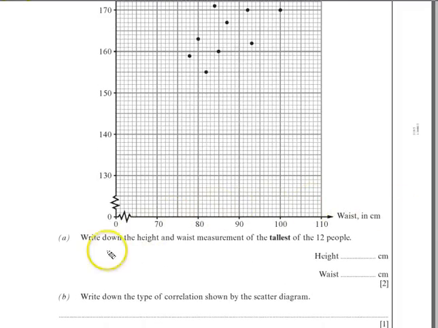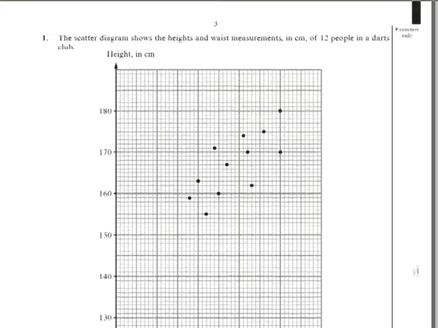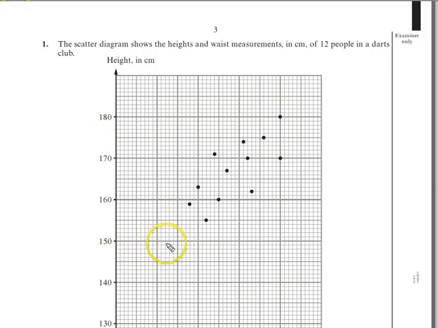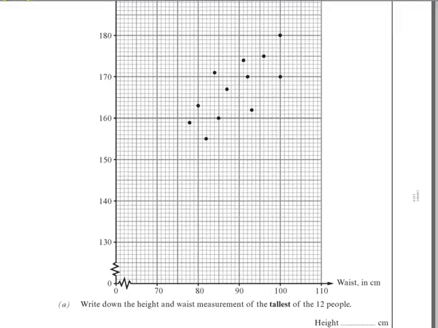So the first one, part A, write down the height and waist measurement of the tallest of the 12 people. So tall measures height. So if I go across the highest, the one with the highest height is this one here. And that's got a 180 height, hasn't it? And it comes down this line here. So let's just have a look at what the waist is for that one, shall we? Comes down here, and that will be down that line, 100. So you see it, 180 by 100. It's nothing more fussy than that really.